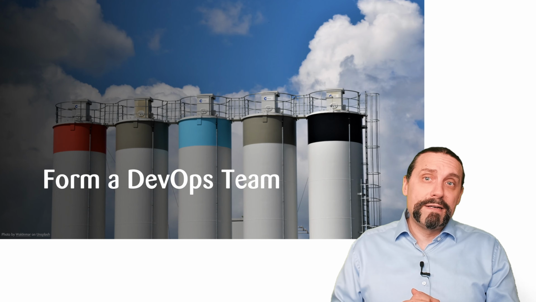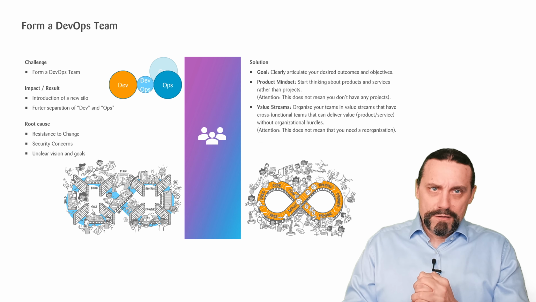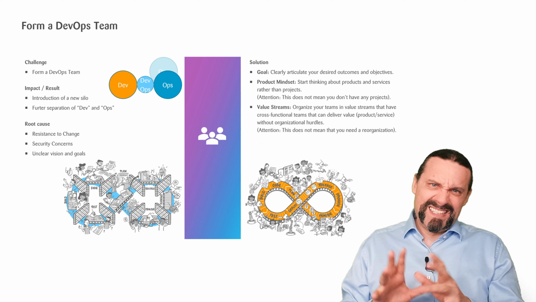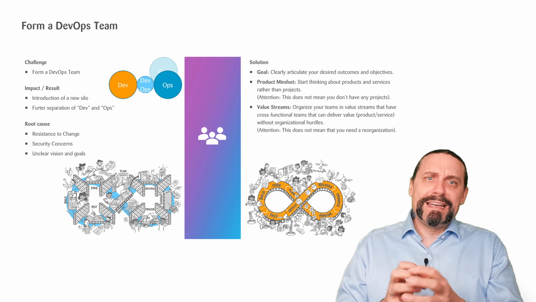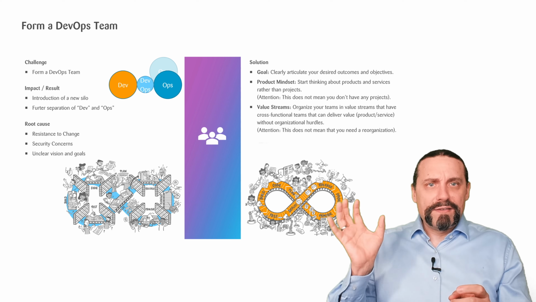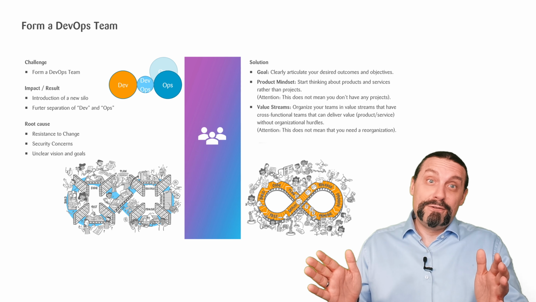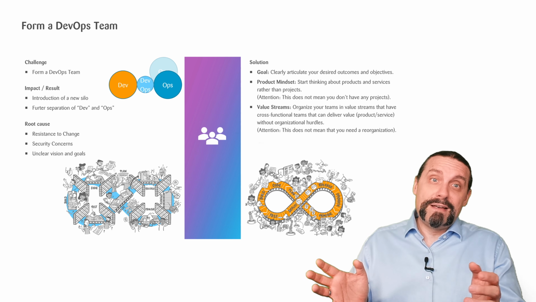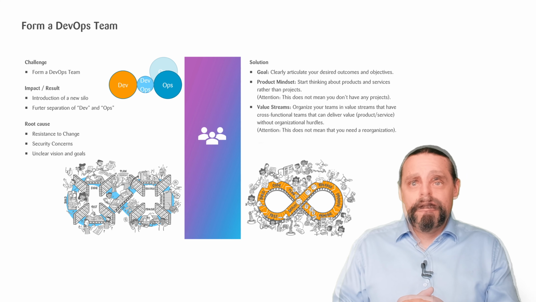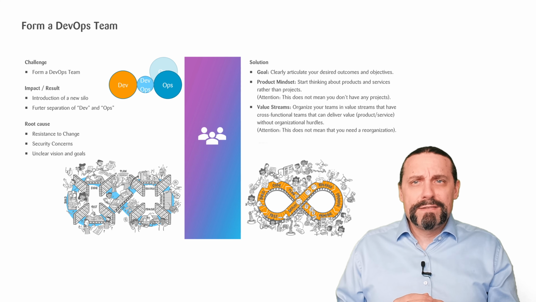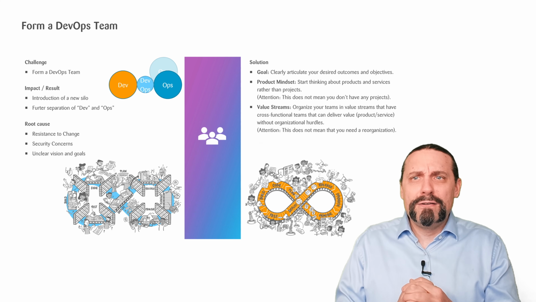Another anti-pattern that I see quite often is: form a DevOps team. This is usually something that happens on the lower management level, where management says, we want to do a little bit of DevOps. So what they do is they create a DevOps team, which is just another silo between Dev and Ops. This only separates Dev and Ops more, and you just have other walls of confusion that you have added to your value stream. Again, here the root cause is resistance to change. You don't want to change what you already have. You only want a little bit of change.